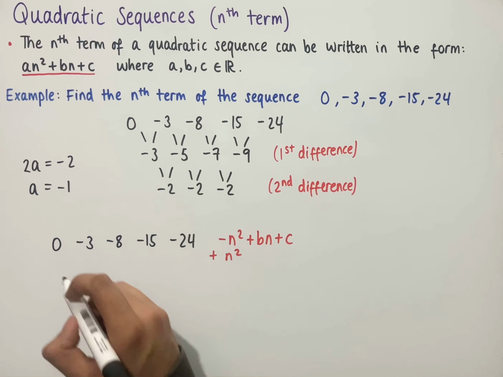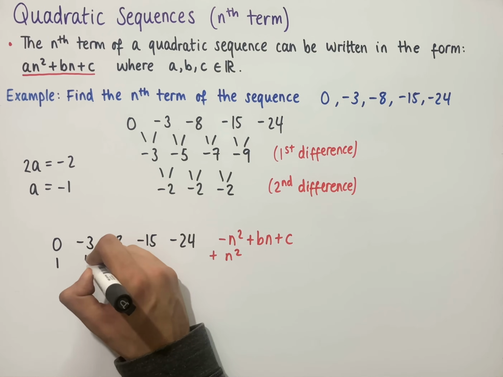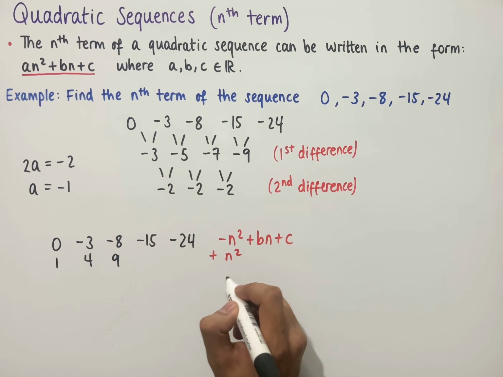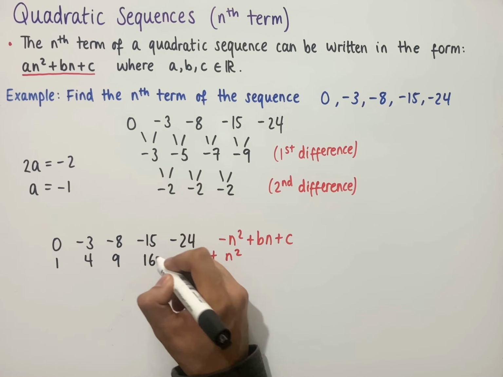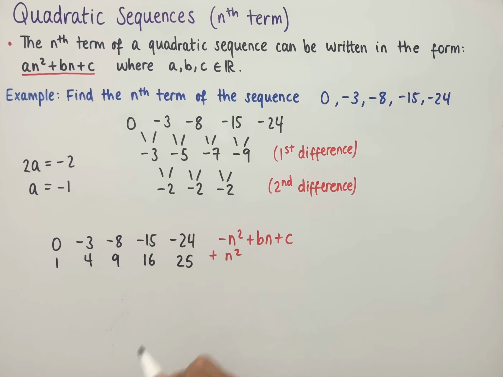The first term in n squared is equal to 1 because 1 squared is 1. The second term is equal to 4 because 2 squared is 4. The third term is equal to 9 because 3 squared is 9. The fourth term is equal to 16 because 4 squared is 16. And the fifth term is equal to 25 because 5 squared is 25.